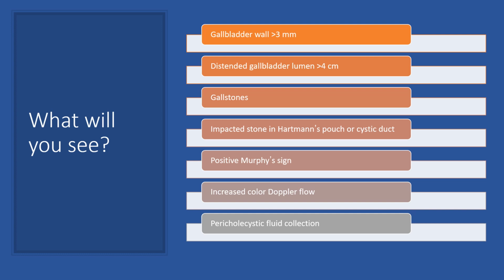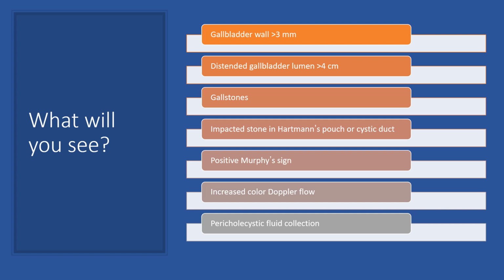Oftentimes, cholecystitis is caused by an impacted stone, and the place where you might see that stone is going to be Hartmann's pouch or the cystic duct or in the neck of the gallbladder. They're going to have a positive Murphy sign. This is pain above the gallbladder when you press on it, and it tends to be called inspiratory arrest, because when they're starting to take in that breath and you push, their breath kind of catches.